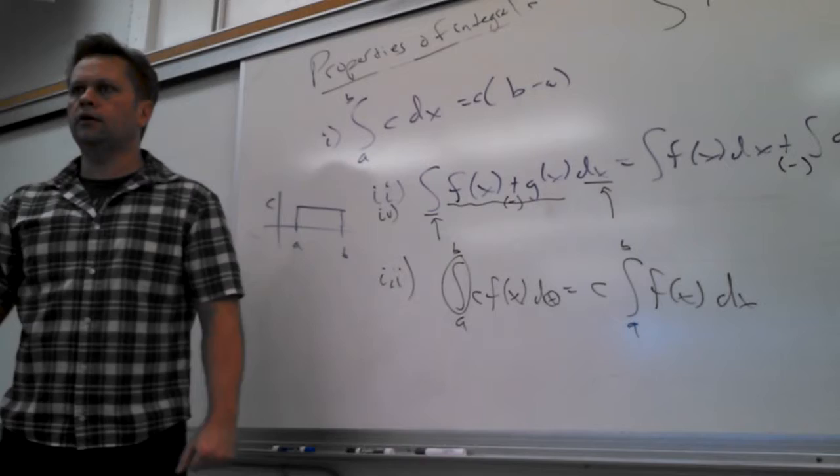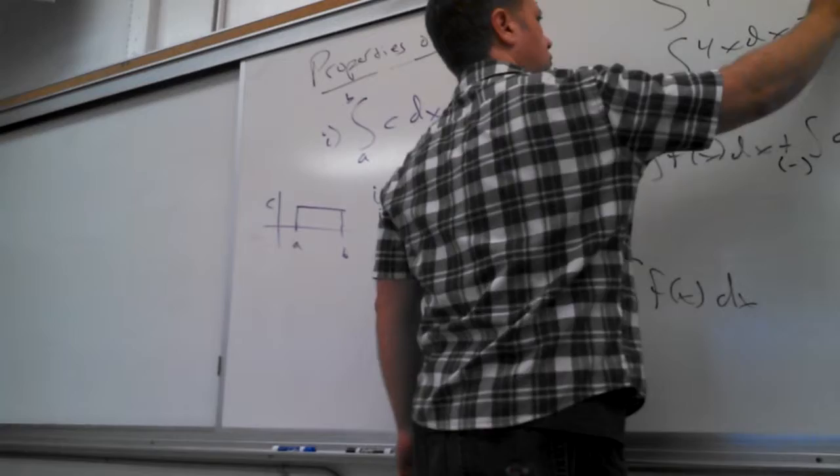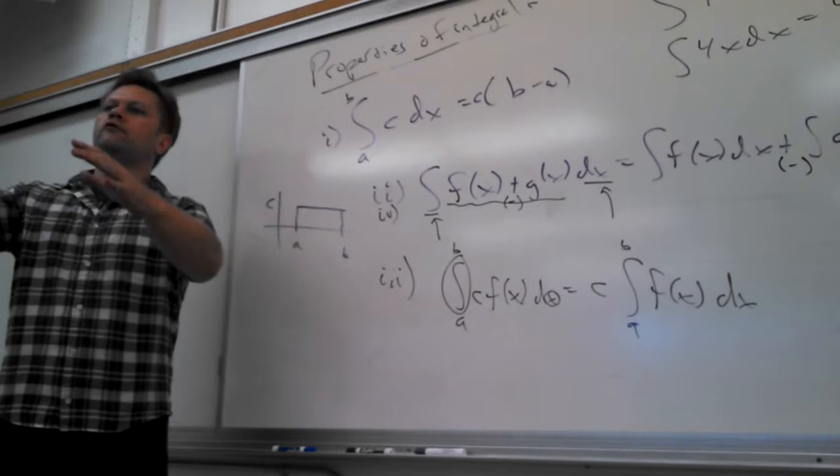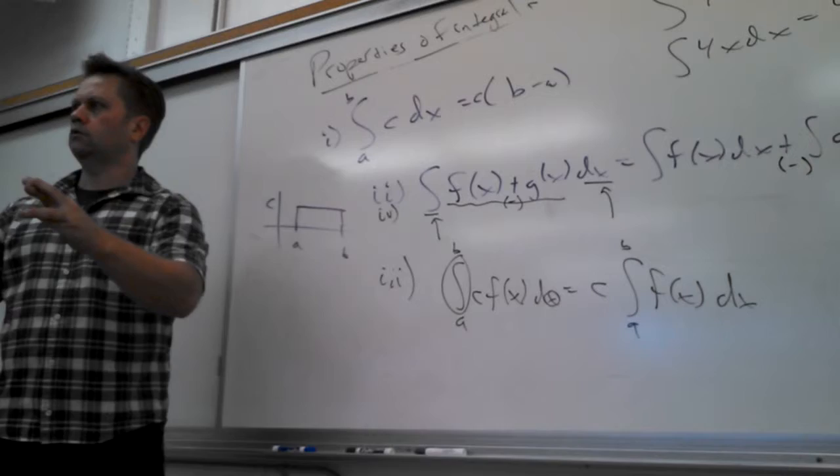But if I had an integral of 4x, that's equal to the 4 times the integral of x, all day long, because I'm just factoring a 4 out. All right, good. So how are we doing there? Is that decent?